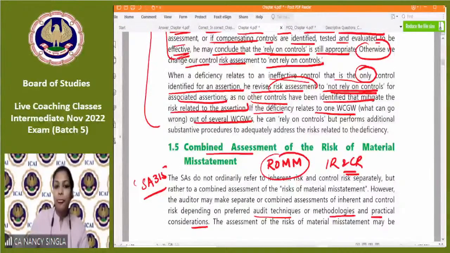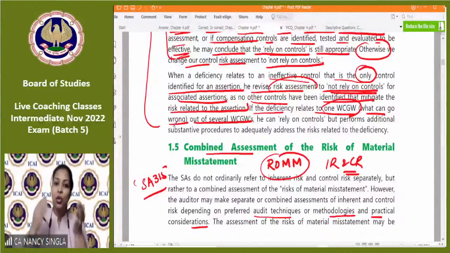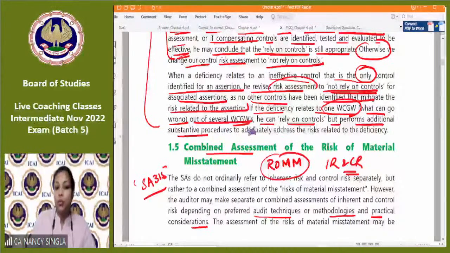Now read it. If the deficiency relates to one what can go wrong. What can go wrong is what? With respect to a particular thing, there are 4-5 risks. Right? There are 4-5 things that can go wrong for which the internal control has been put in place. Out of that, in one area, the internal control is deficient. So do extra work in that area, and rely on the rest. If the deficiency relates to what can go wrong, out of several what can go wrongs, he can rely on controls, but performs additional substantive procedures to adequately address the risk related to the deficiency.